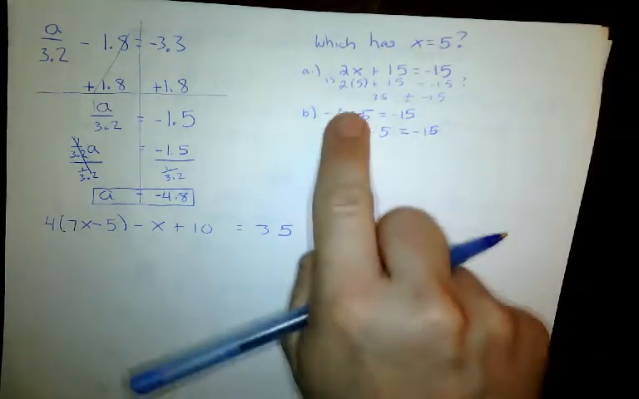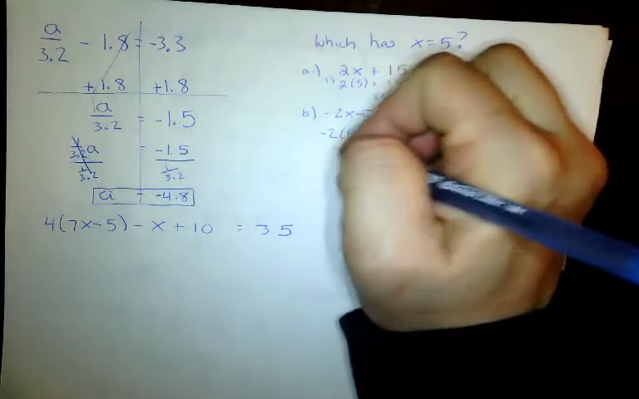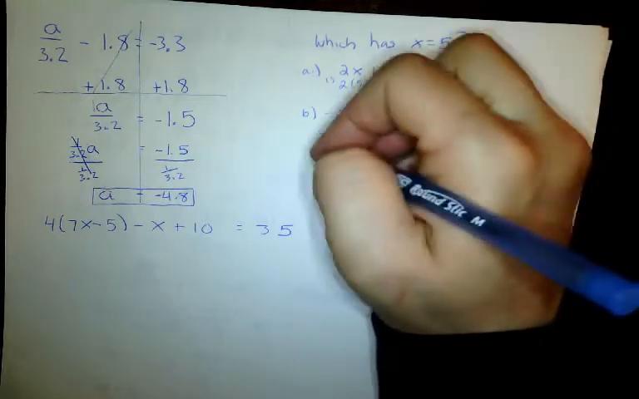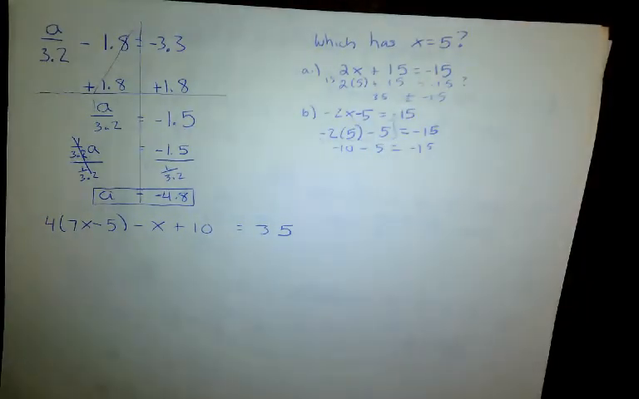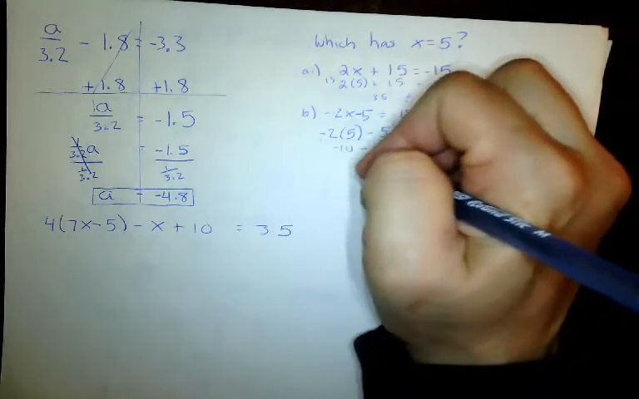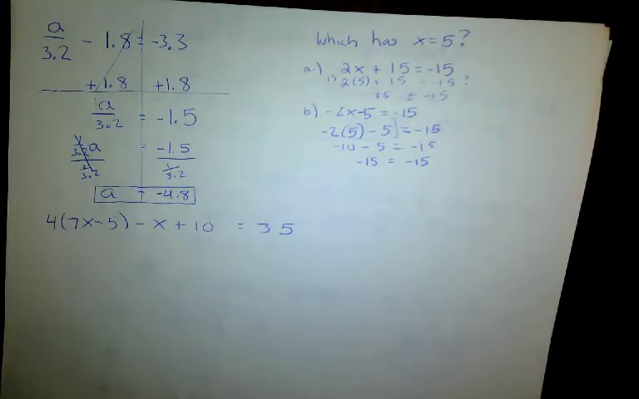So I'm going to replace the x with a 5. Negative 2 times 5 is negative 10, minus 5 is negative 15. You could throw this whole part right here, as long as you use the parentheses, into the calculator and press enter, and you're going to get your negative 15 instead of doing each step by step. Whatever works for you is fine with me. Okay? So there's that one.